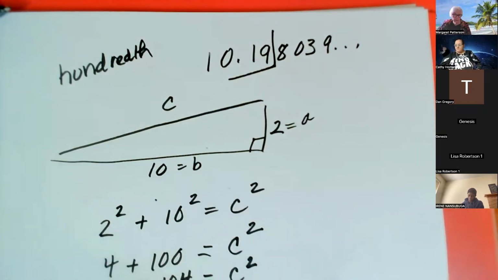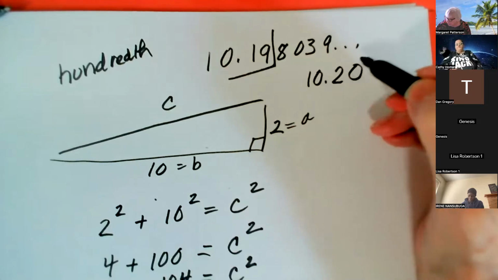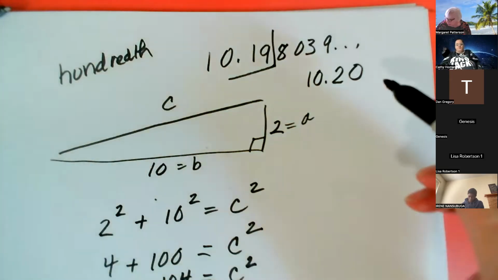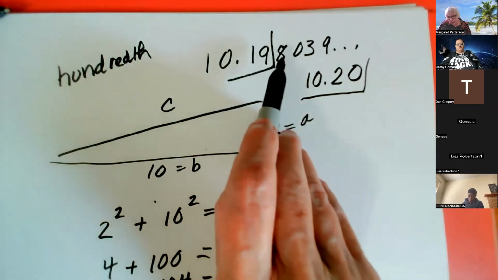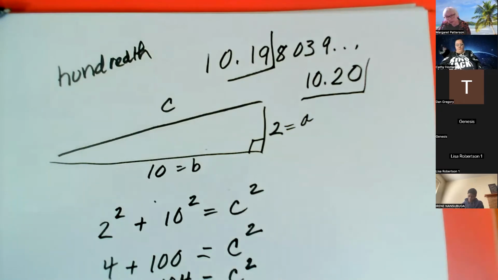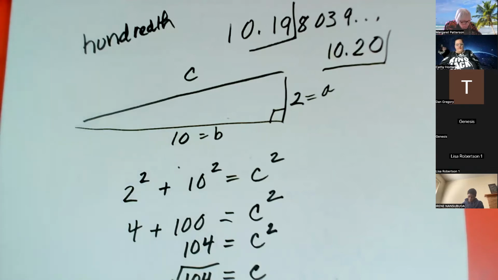What is your answer? 10.20. Yeah, even though zero typically is dropped, because they asked for hundredth, I think I would give it like that. So the 19, because this was high, went up to the next number, which was 20. And so it's 10.20, correctly rounded. Okay. All right. So anyway, see what you can do with this.